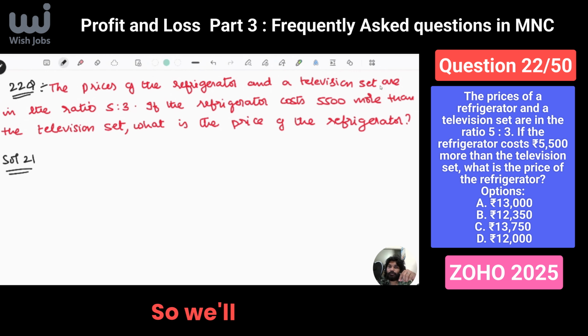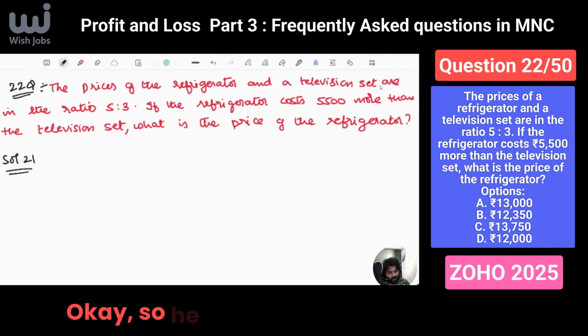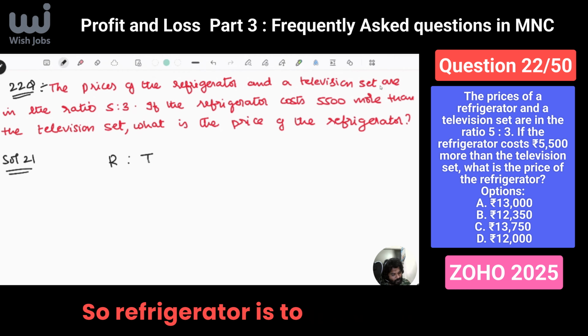So we'll start with the 22nd question. The prices of the refrigerator and the television set are in the ratio 5:3. If the refrigerator costs 5,500 more than the television set, what is the price of the refrigerator? Okay, so he has given the prices and the prices are in the ratio of 5:3. So refrigerator is to television in the ratio of 5:3.